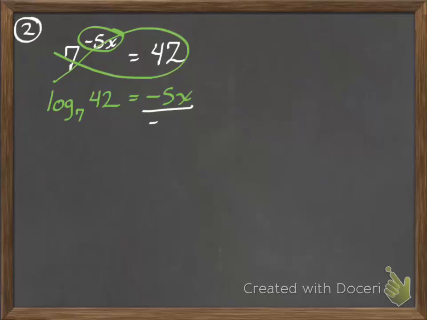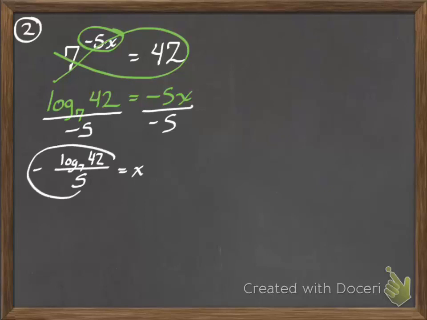Now we're going to divide both sides by that negative 5 because we need to get x by itself when we're solving for x. And our final answer is negative log base 7 of 42 divided by 5. All I did is move that negative to the front. I'm done. For this assignment, we are going to leave it in terms of log. If we need to know a decimal, what do you think we could do to find a decimal? Plug it in the calculator and find the number. So that's our answer for today.